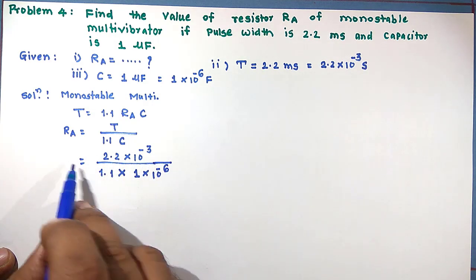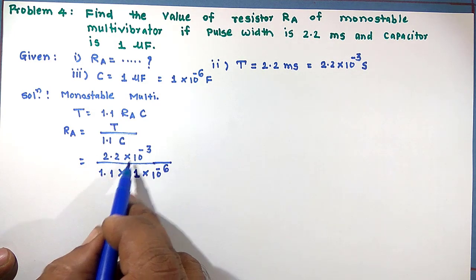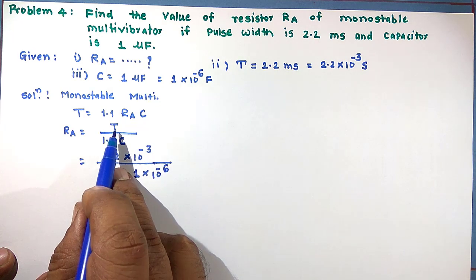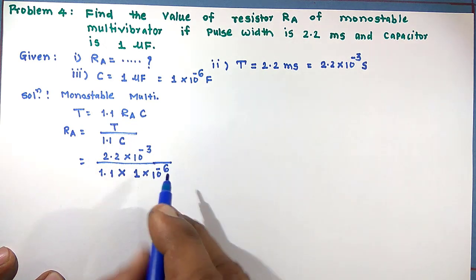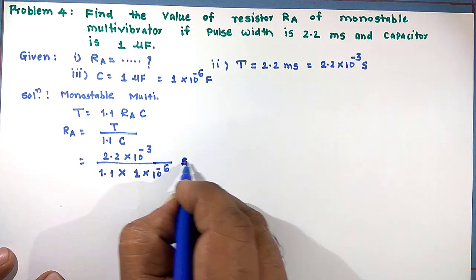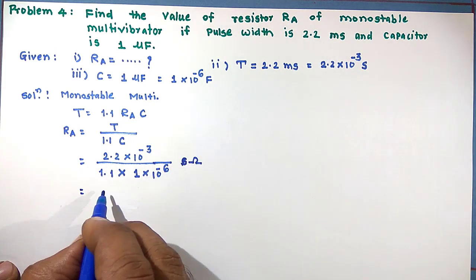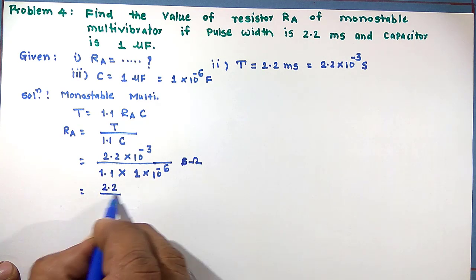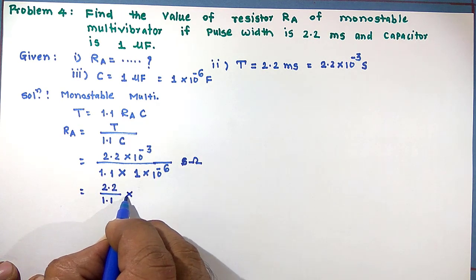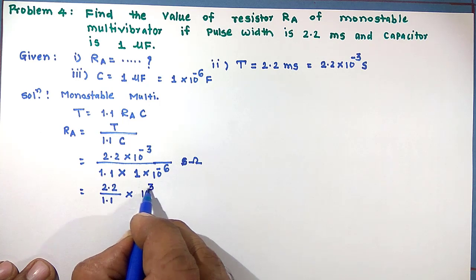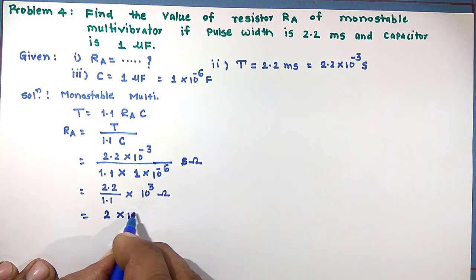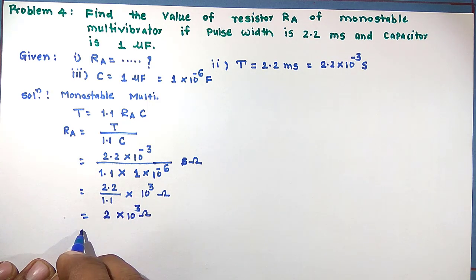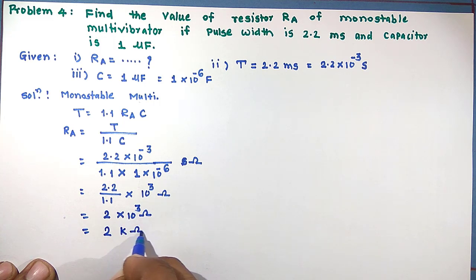So this resistance will be in ohm because time is taken in second and capacitance value is taken in farad. So this is in ohm. So this is equal to 2.2 divided by 1.1 into, so it is 10 raised to 3 ohm. So it is 2 into 10 raised to 3 ohm, or we can write it is 2 kilo ohm.